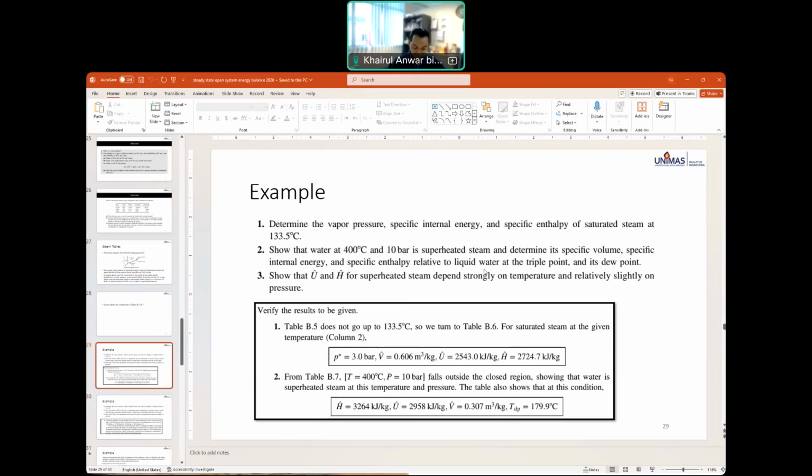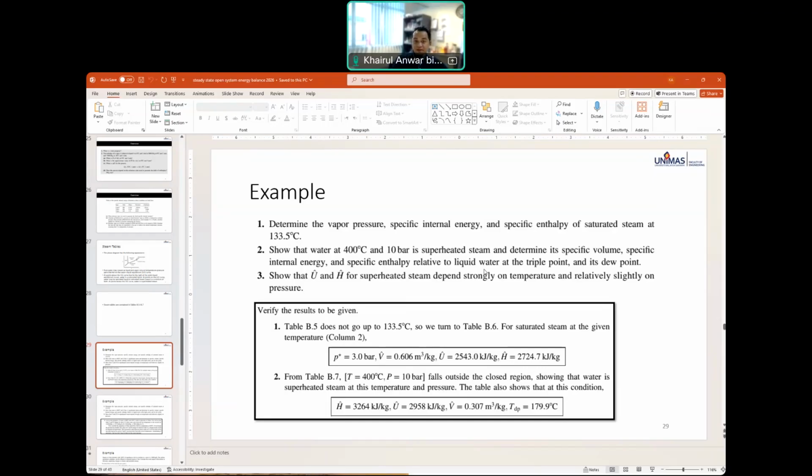10 bar, and you see the second column, H, U, V. So H is 3264, 2958, 0.3066. TDP is the dew point at 179.9. So that is how you use table B7.